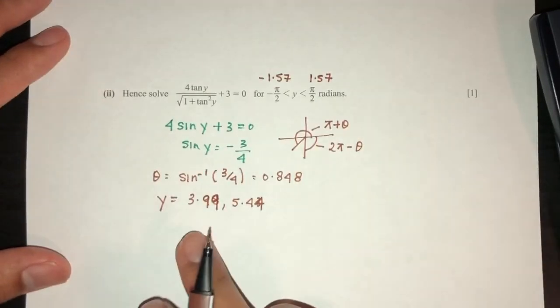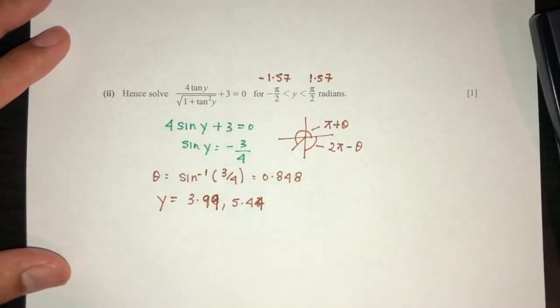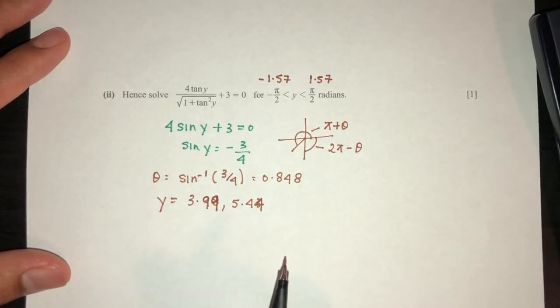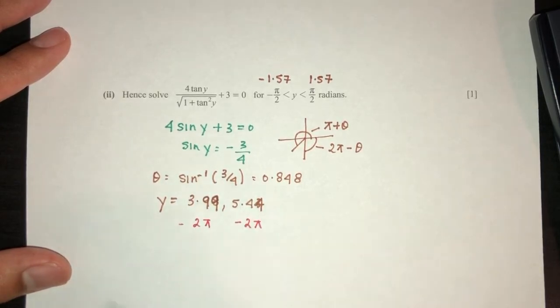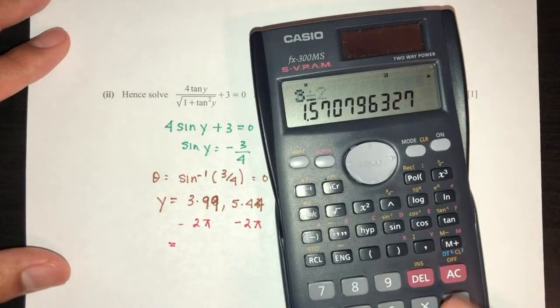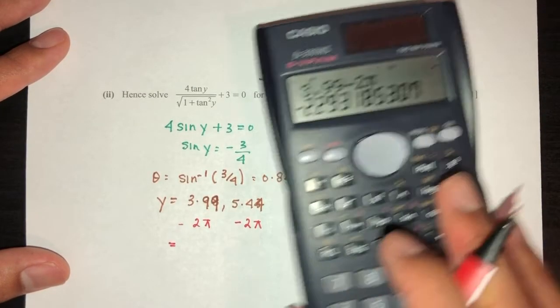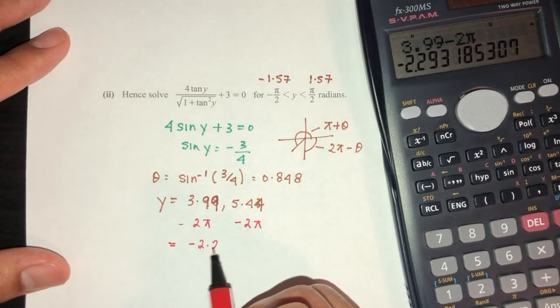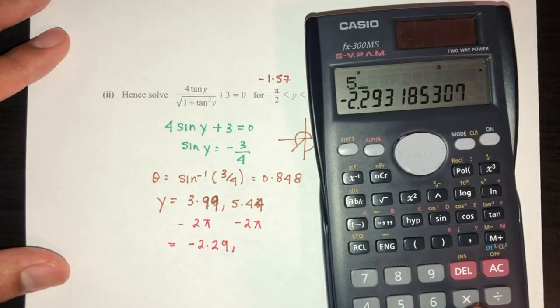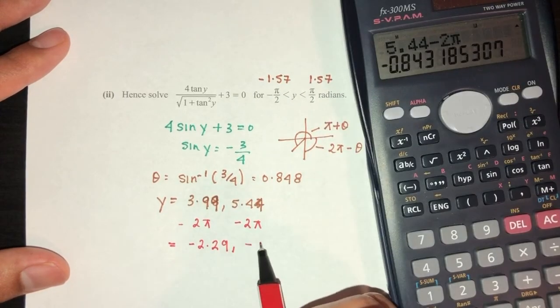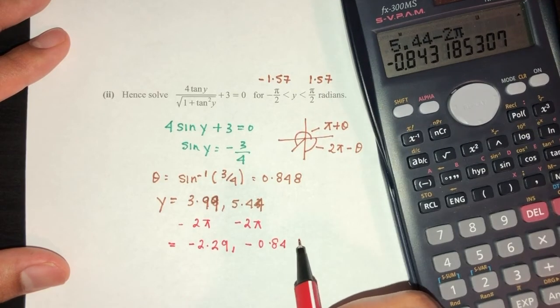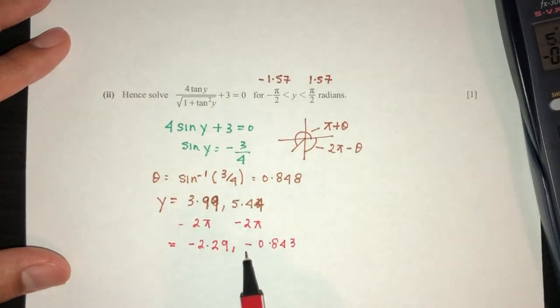So here what happened, as you can see, both values are outside the range, so you have to play with them. You have to find a way that we can find the values in the range. So now we can minus 2 pi from each of them. Let's see what we get. For the first one, 3.99 minus 2 pi, that'll be minus 2.29, and this one will be 5.44 minus 2 pi. That'll be minus 0.843.